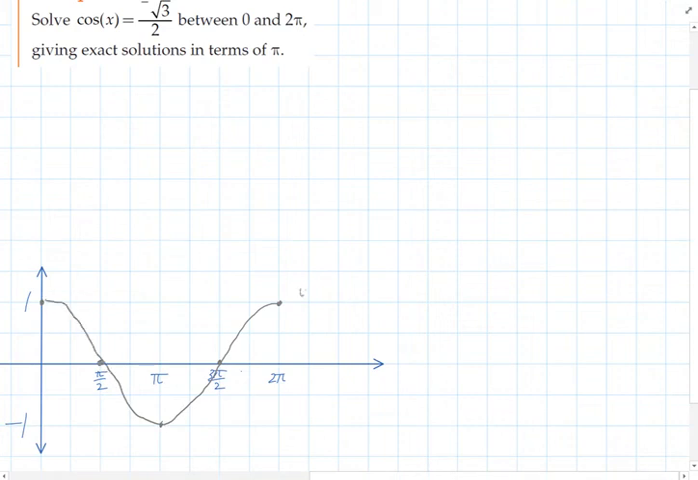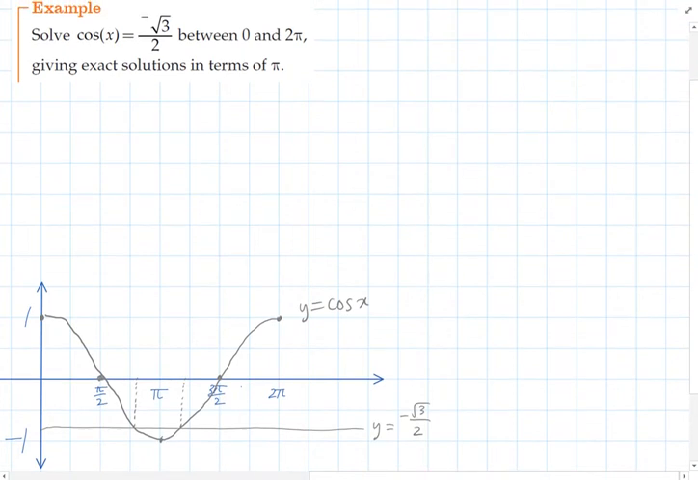Okay, so that's y equals cos x, and -√3 over 2, that's approximately -0.86. So that'll be a line going through somewhere like that. So that's y equals -√3 over 2. So you can see that across this interval we're going to have two solutions, one a little bit less than pi and one a little bit more than pi.